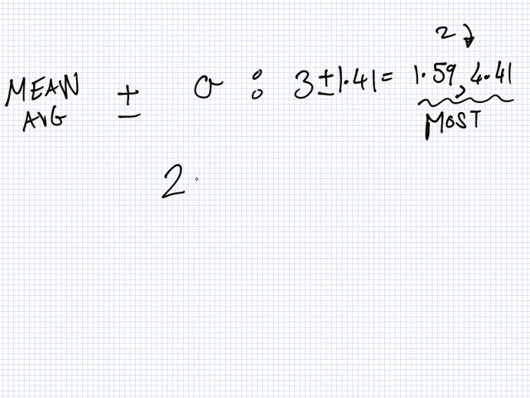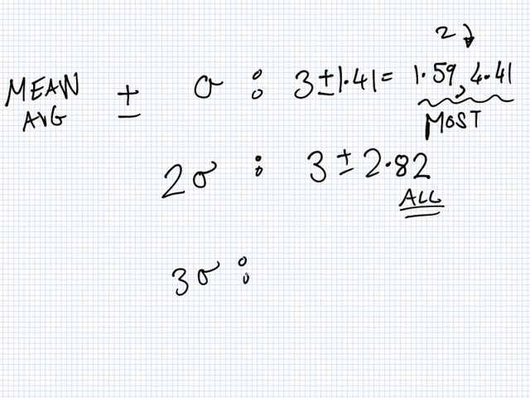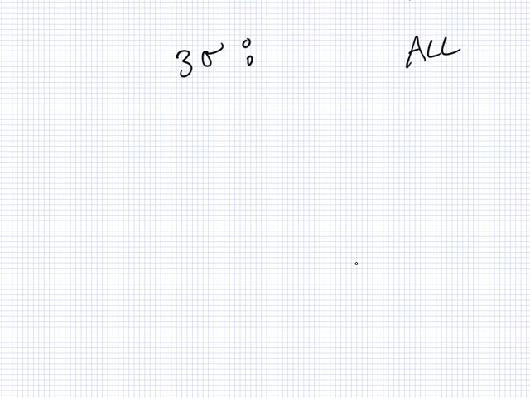If I use 2 standard deviations, I would get 3 plus or minus 2.82. Now, what's the biggest number here? 5.82. And the smallest number? 0.18. Now, all of the data is inside of it. What about 3 standard deviations? Well, in that case, it's all of it as well. So what you see happening with the standard deviation is when you use one standard deviation, you get most, maybe about 70%.